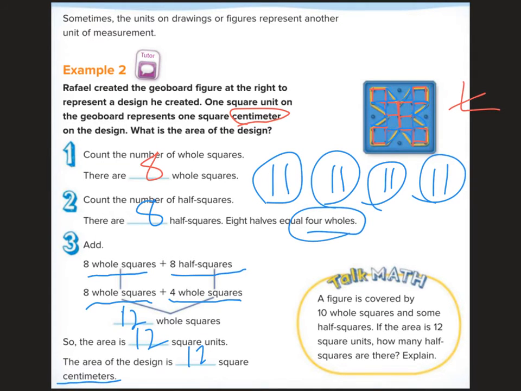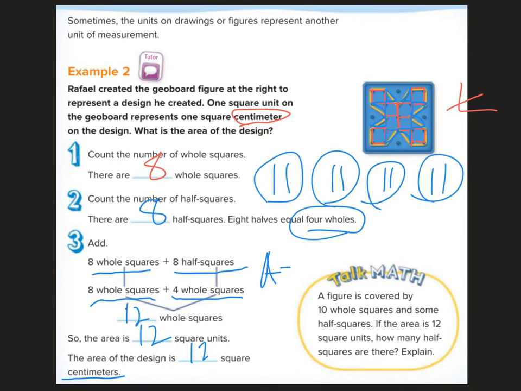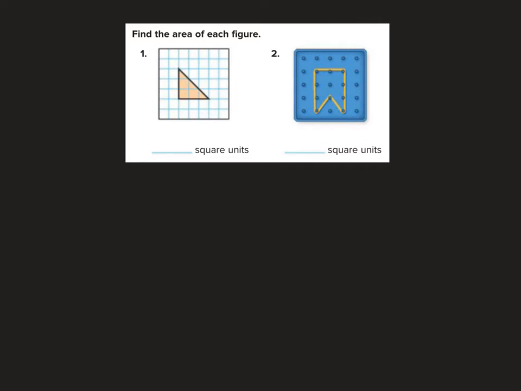So I could also write this as capital A is equal to 12 cm with a little 2 above it. It means the same thing: squared centimeters, or centimeters squared, is how we would say this. Same thing. All right, let's find the area of these guys.